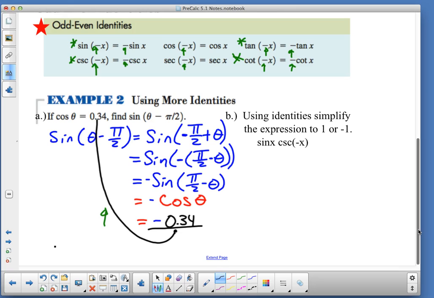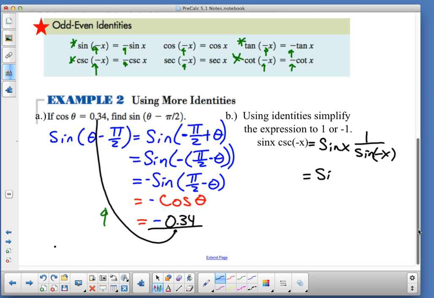Okay. Now, if I'm using identities, simplify the expression to 1 or negative 1. Okay, so I'm going to use identities here. Please keep in mind as I'm doing this, understand that cosecant is 1 over sine. And also cosecant is an odd function. So when I get this going, as I'm going through here, I know that next step here is 1 over sine of negative x.